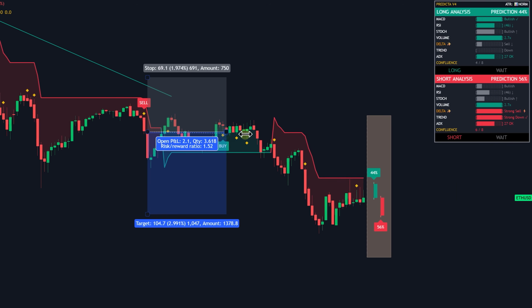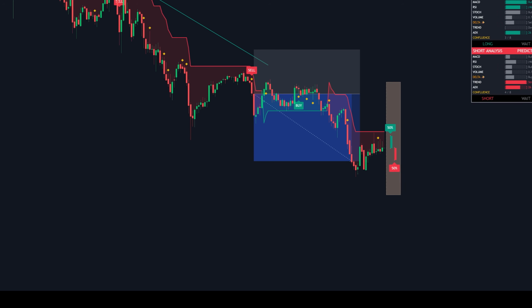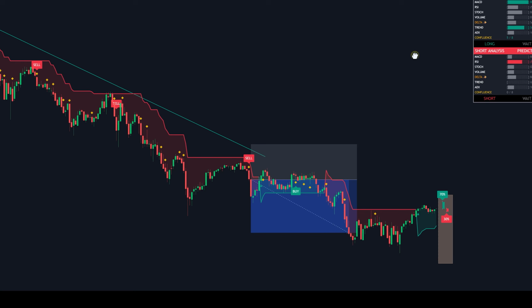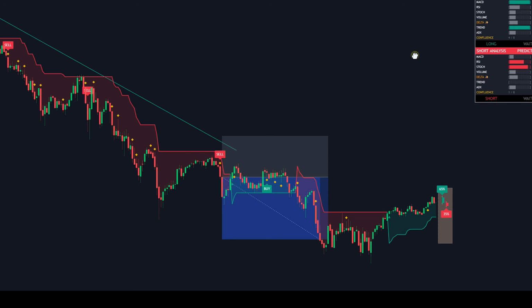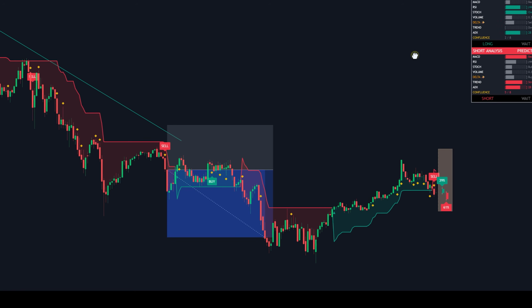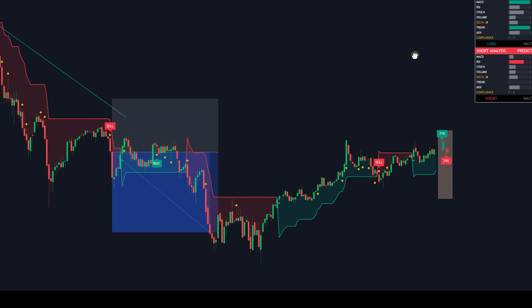Simple, right? Now, the main idea here is simple. This indicator gives us the prediction, but we still need structure. We use the trend line as our direction, we use the table as our confirmation, and then we use price action for actual entry. Now, a quick word on expectations.